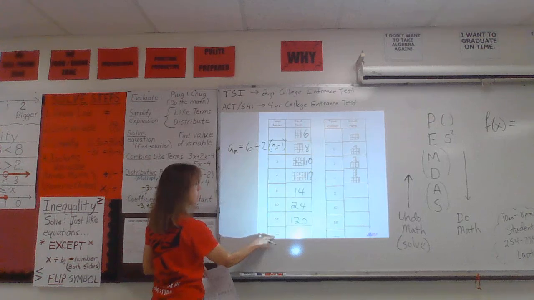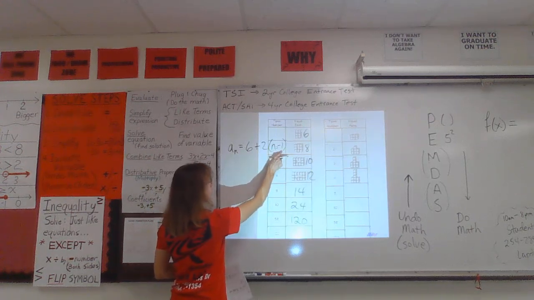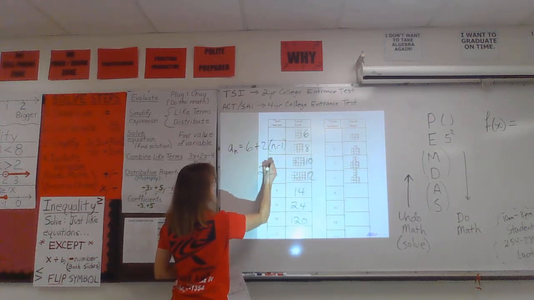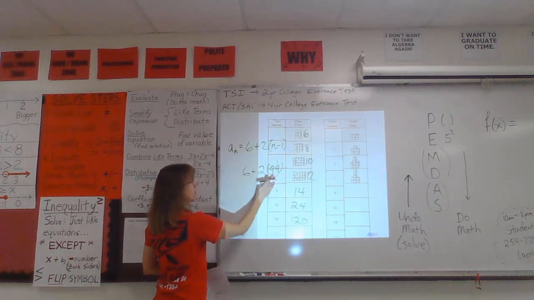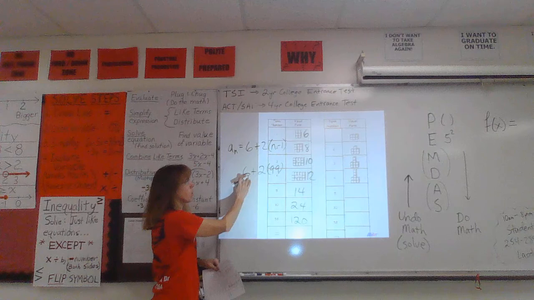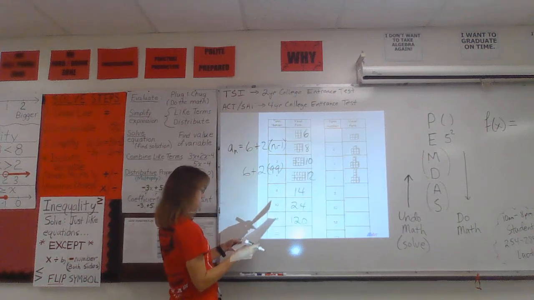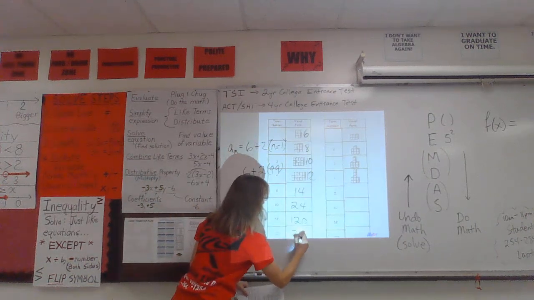For the 100th term, I'm going to do 100 minus 1. So 100 minus 1 inside here gives me a 99, so then that's 2 times 99 plus 6. So I'm going to do 2 times 99 and add a 6 to it. That's all we're doing, just simplifying the right-hand side with the math. So that gives you 204 blocks.